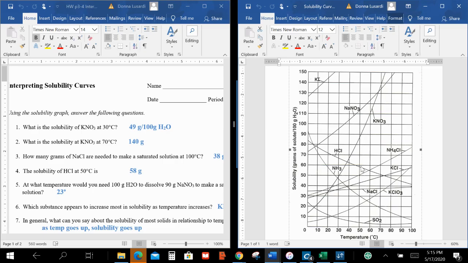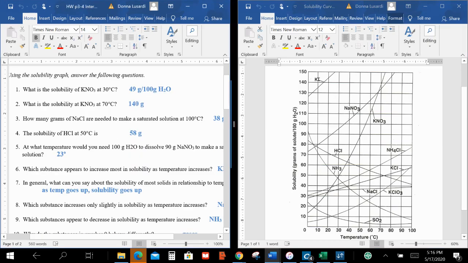At what temperature would you need 100 grams of water to dissolve 90 grams of NaNO3? So I've got 100 grams of water, that's what we're based on. So I find 90 grams. This is 90 grams per 100 grams, and I'm talking about NaNO3. So I go over to where 90 grams crosses the NaNO3 line, and I drop down, and it's somewhere in the vicinity of 22, 23, 24, maybe 25 degrees Celsius.